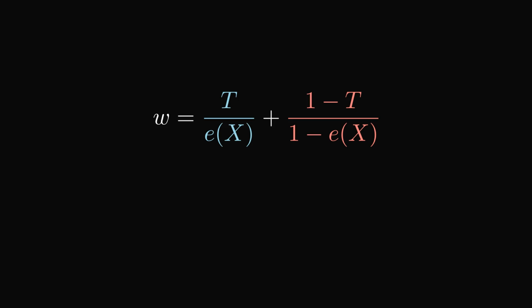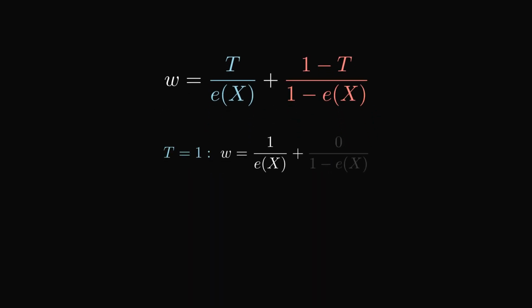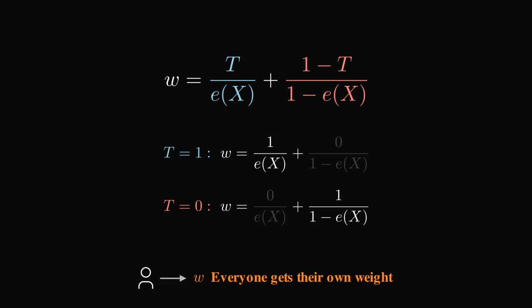Shall we combine these two cases into a single formula? The left term is for people who took the medicine, and the right term is for people who didn't. If t is 1, only the left term remains. If t is 0, only the right term remains. This way, each person is given exactly one weight that fits their own case.